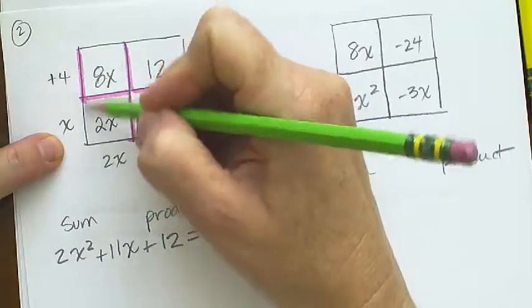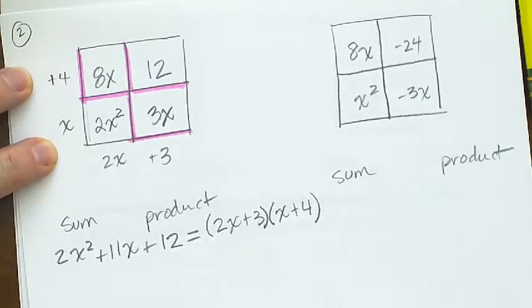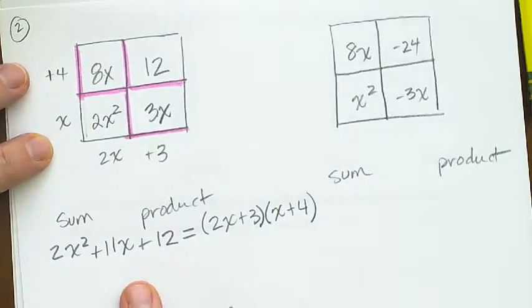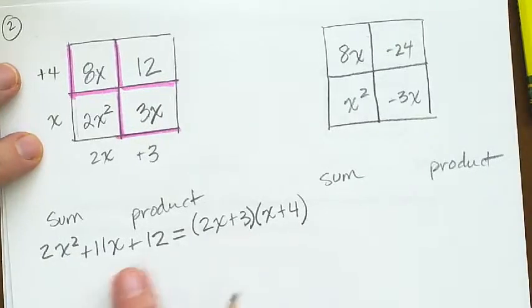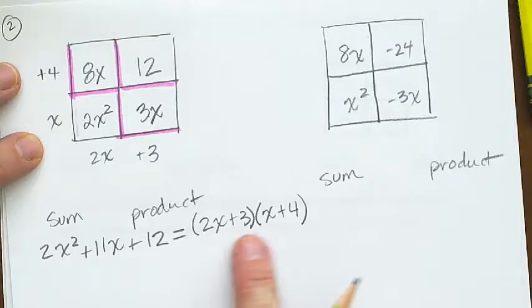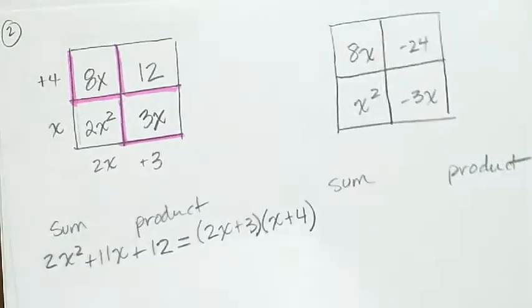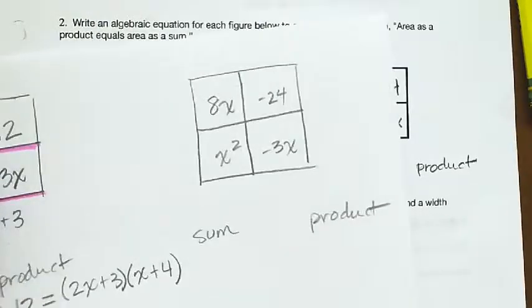Okay, and then this length is x plus 4, or you could put 4 plus x, either way. There's your sum, there's your product. This represents the area of this rectangle, so does this. They are equivalent, and you are actually factoring a quadratic when you do this process. You just don't realize it.